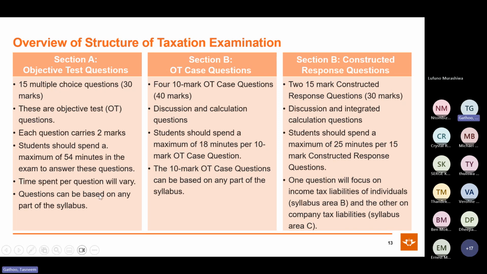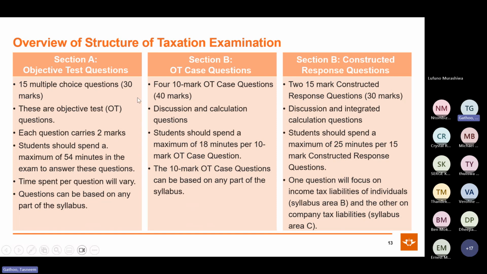What they test in this section is wide in range, so they can test from any part of the syllabus. That's why it's important that you make sure that you cover the full syllabus. Then there's Section B, which has more detailed type questions.